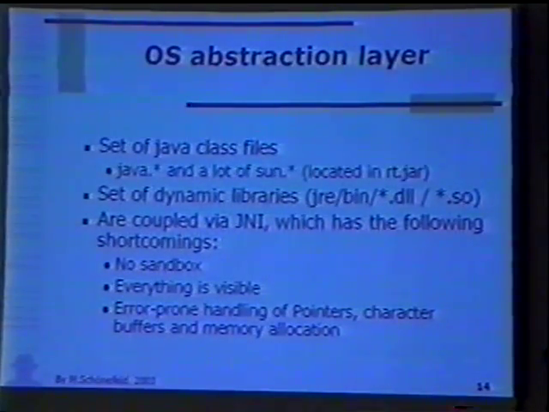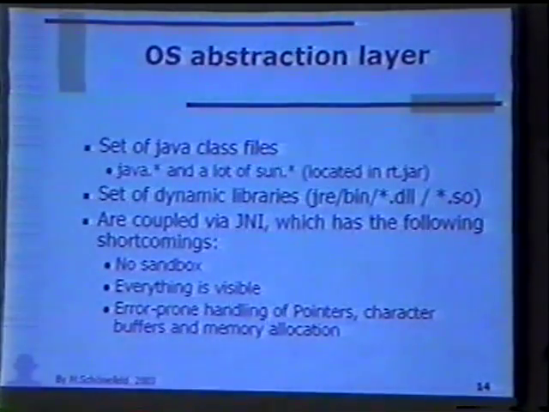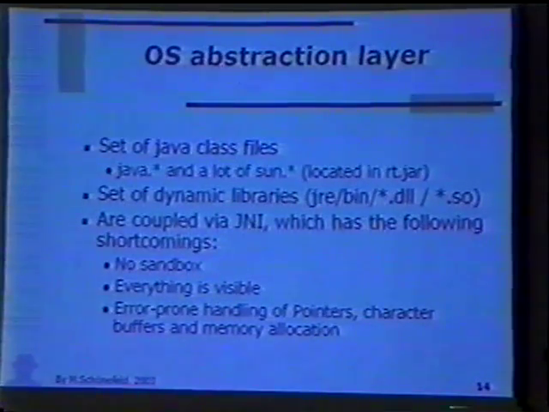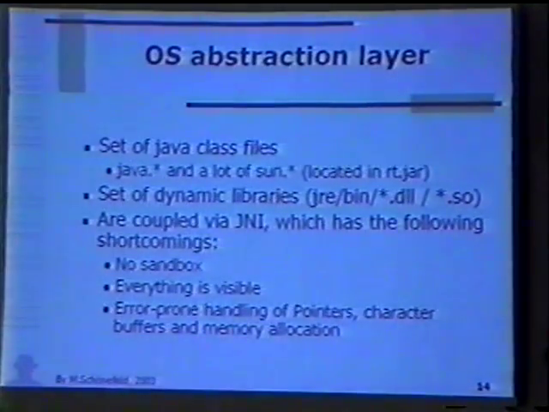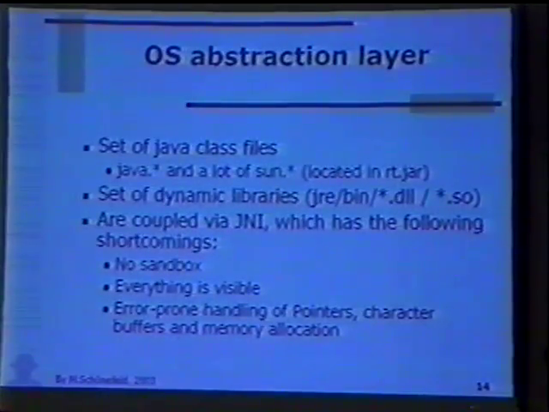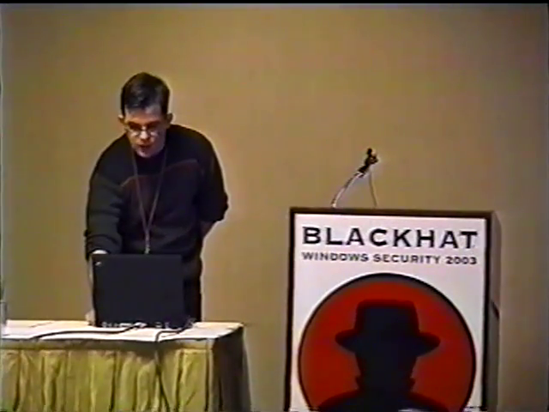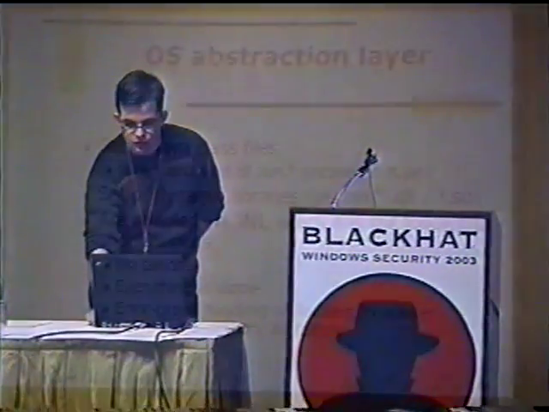The JNI forms the OS abstraction layer, which is a set of Java class files, as already said before, and it's coupled with the JNI and has the following shortcomings. There's no sandbox. There's no visibility protection. You can write to protected fields with JNI, and of course the JNI implementation is implemented in C, so you have a lot of error-prone code, pointers, character buffers, and memory allocation you have to do yourself, and can make the errors yourself.